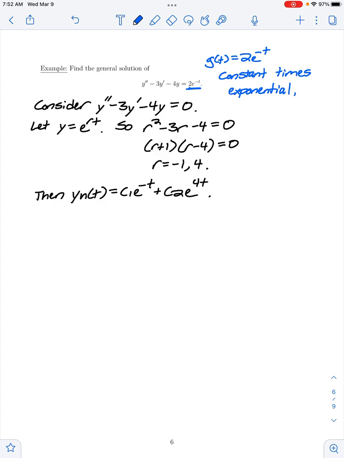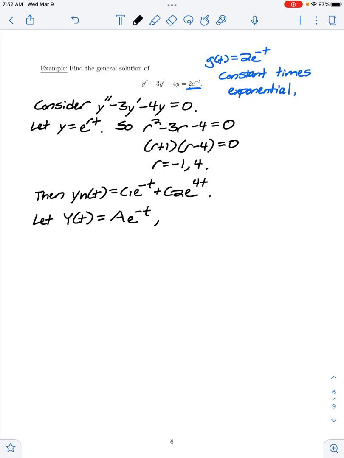So let us consider a particular solution of that same form. That is a constant times the same exponential, e to the negative t. And we'll see that this general form will not work. Let's go through the work of showing that this cannot solve the non-homogeneous equation and explore how to correct this.